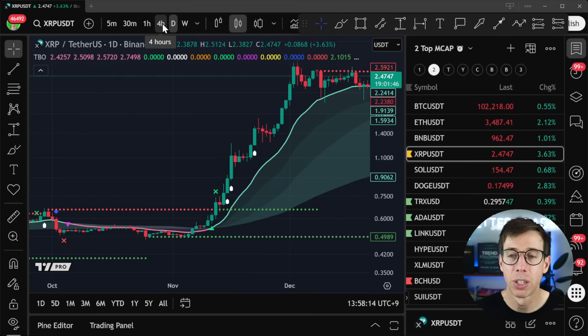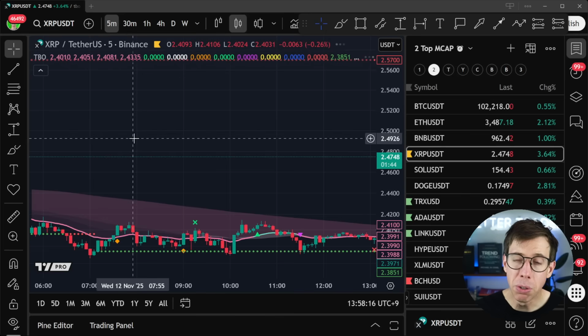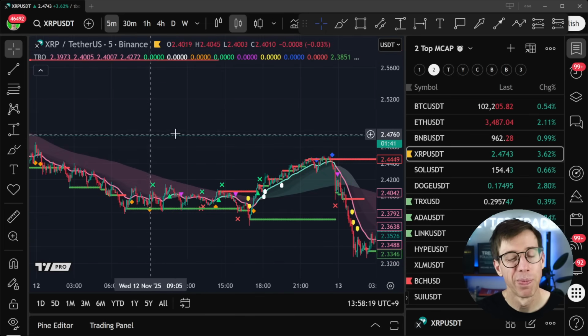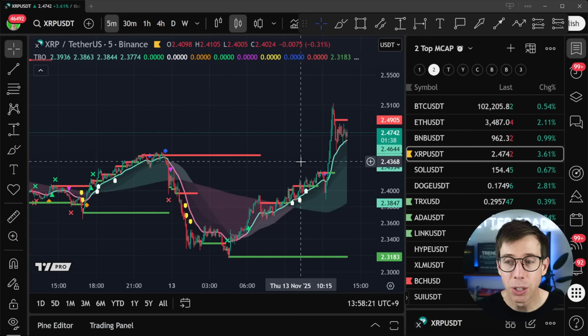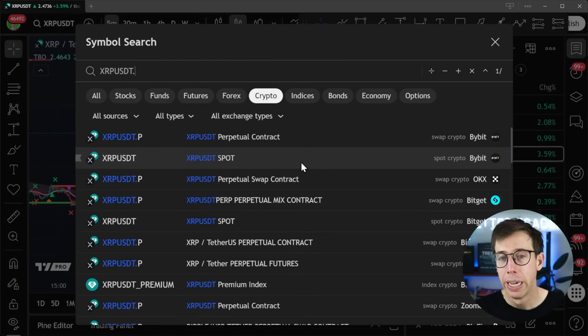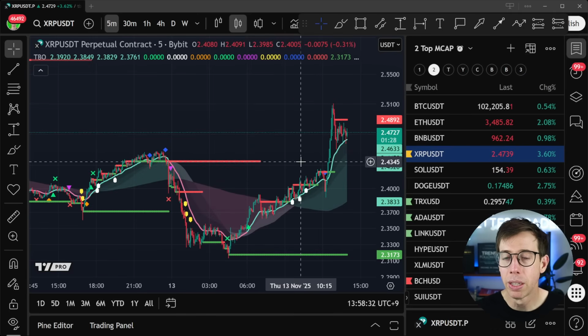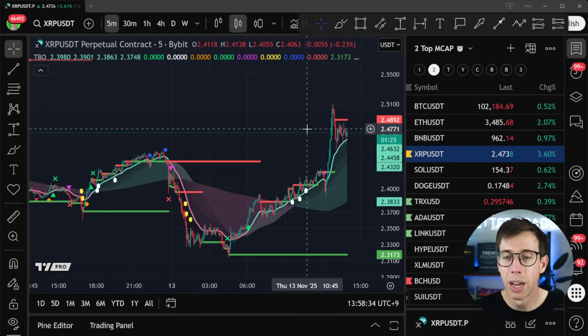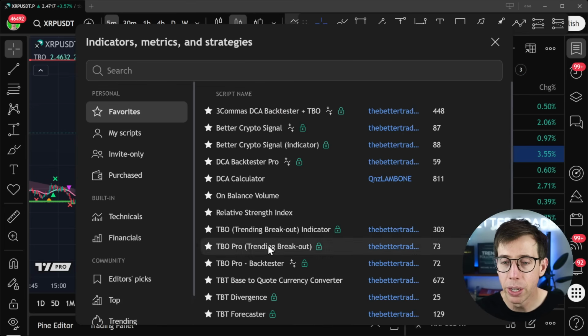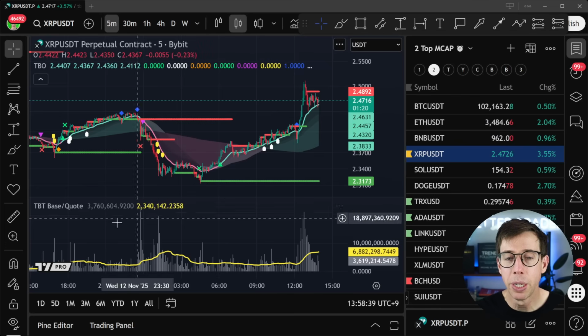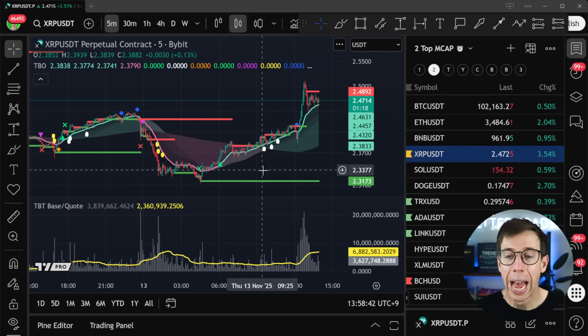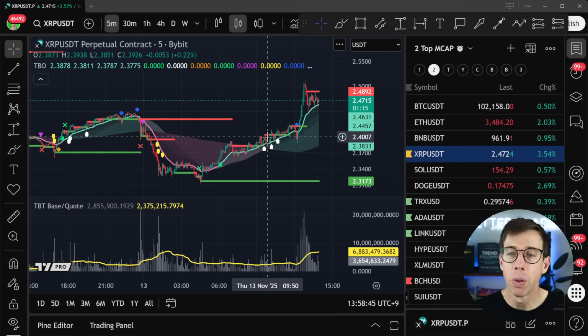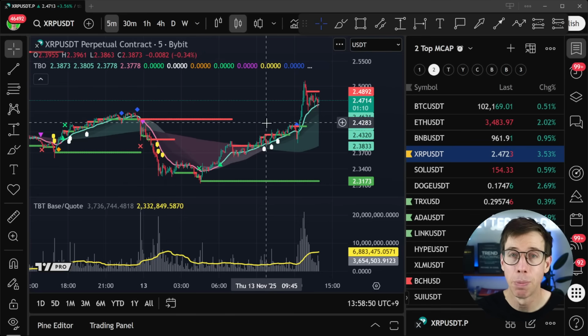So how fast should you really go with this indicator? Can you use the TBO with the 5-minute time frame? Personally, I am very much against using the TBO on the 5-minute, but there are some use cases where you can use it to trade perpetual futures. And that's the only time I'd really want to use it on the 5-minute time frame, mainly because there's going to be a lot of volume. So if we use our free TBT base to quote currency converter, and we have enough volume on the 5-minute time frame, it works. But we also know that not all perpetual futures charts have the same volume either.